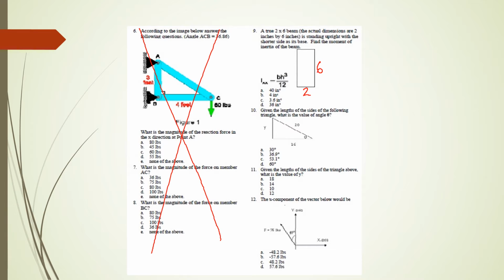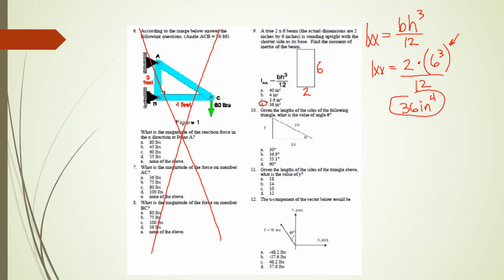So using moment of inertia is base times height cubed over 12. So plug in my values. Make sure that you plug in your 2 multiplied by your height alone cubed. It's really important to only make sure that that part is cubed. Divided by 12. You punch that in your calculator, and you're going to get an answer of 36. Moment of inertia is expressed in terms of inches to the fourth.